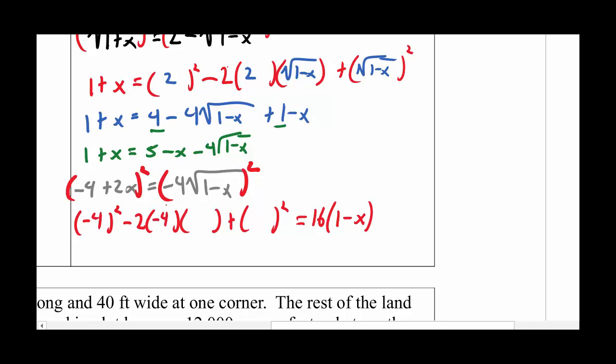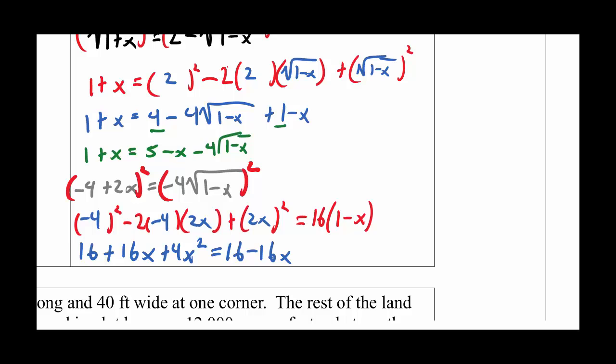And here I'll just fill in my, well, it kind of helps if I switch colors. So put a negative 4, a negative 4, a 2x, and a 2x. So we get a 16 plus 16x plus 4x squared equals 16 minus 16x. Okay, so then we want to go back and do some combining. Well, I'm just going to bring everything over. Okay, so the 16s end up canceling out when I subtract that over.